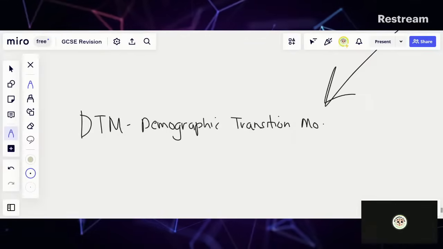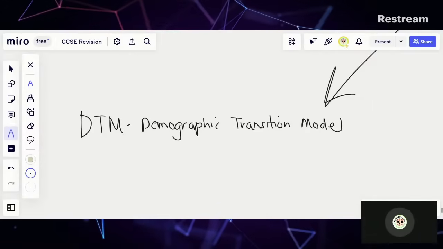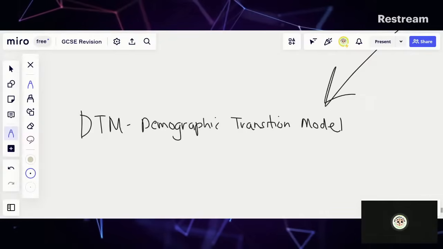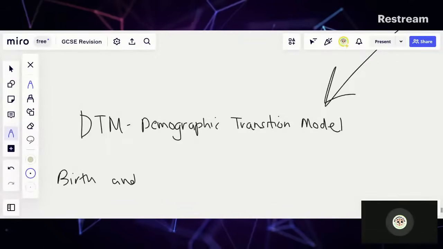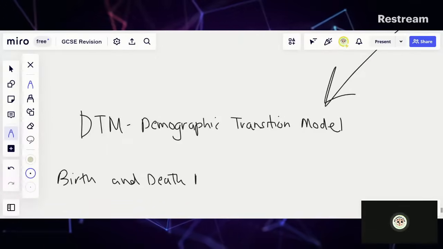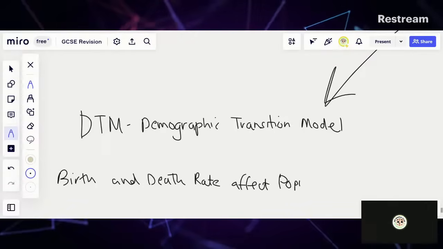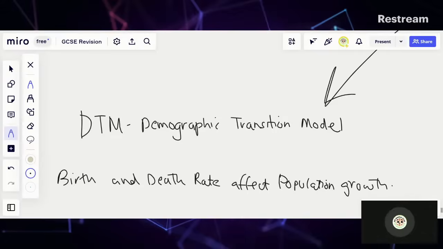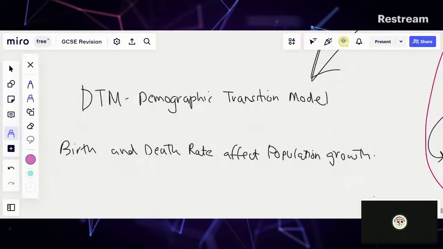So what is a demographic transition model? What it is, it shows how the birth rates and death rates affect the population growth. Now you might be thinking, of course, it's obvious to see how the birth rate affects the population and the death rate affects the population.